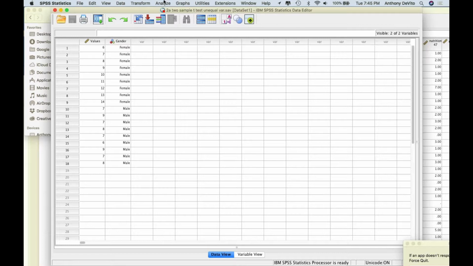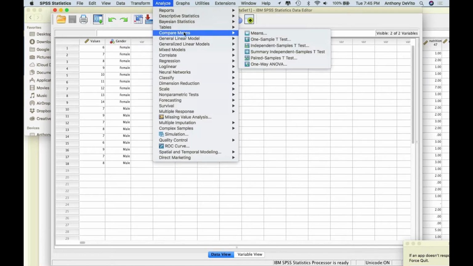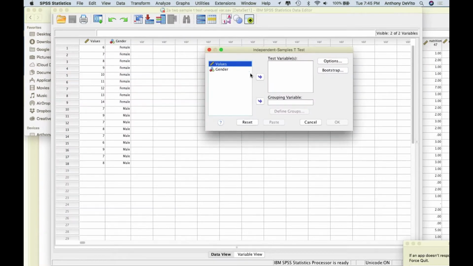So I'm going to go up here to analyze. What am I doing? I'm comparing means. So I go down here, and now I'm going to go down to not one sample t-test, but independent samples t-test. Both of these tests that we've done are independent samples t-tests. Okay, and I'm going to move the numbers, whichever variable represents the numbers, into the test variable, and into the grouping variable, I'm going to move gender. Well, there's a problem here. SPSS wants to know what the numbers are.